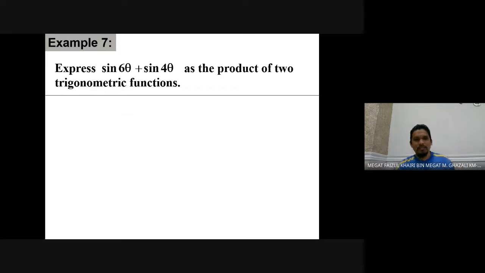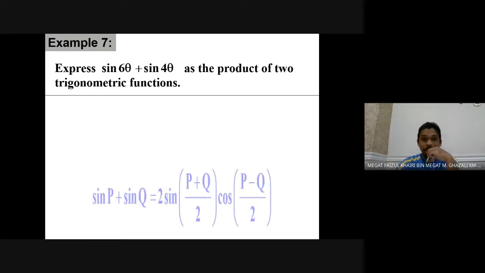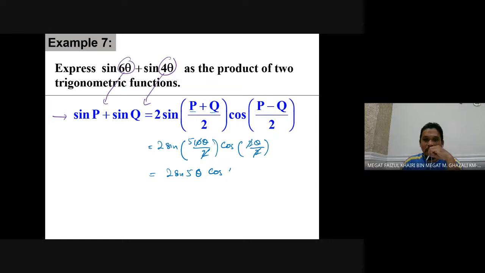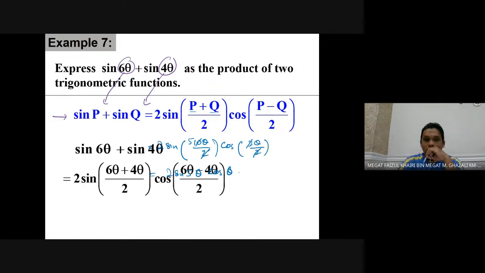Sine 6 theta plus sine 4 theta is a product of the trigonometric function. For this one, sine 6 theta plus sine 4 theta, we're going to use sine p plus sine q equal to this formula here. Just assume that 6 theta equal to p and 4 theta equal to q. So it is now 2 sine p plus q over 2: 6 theta plus 4 theta equal to 10 theta divided by 2, and cos 6 minus 4, 2 theta divided by 2. 10 divided by 2 equal to 5, and 2 divided by 2 equal to 1. So 2 sine 5 theta cos theta.